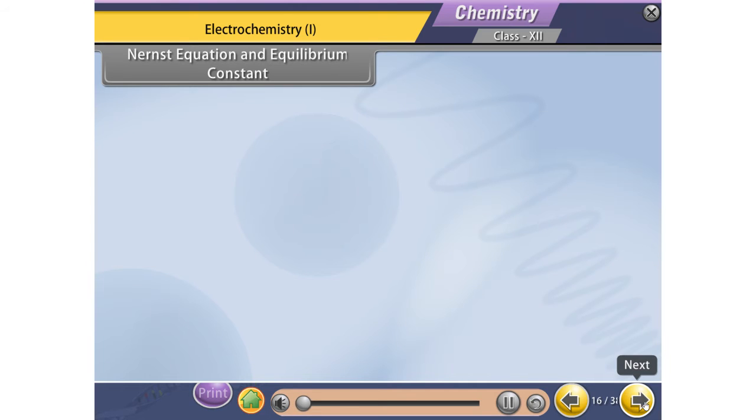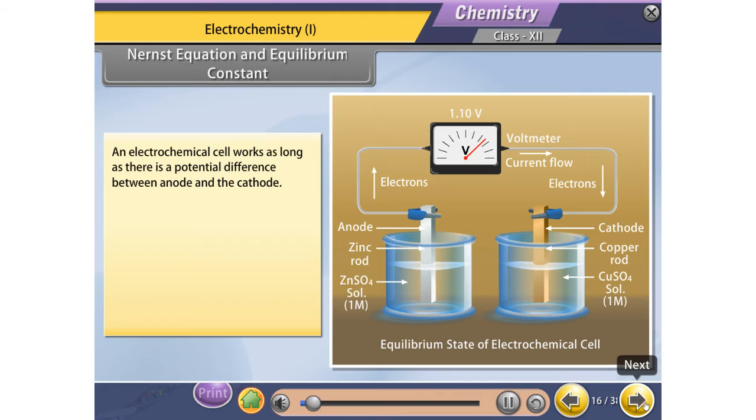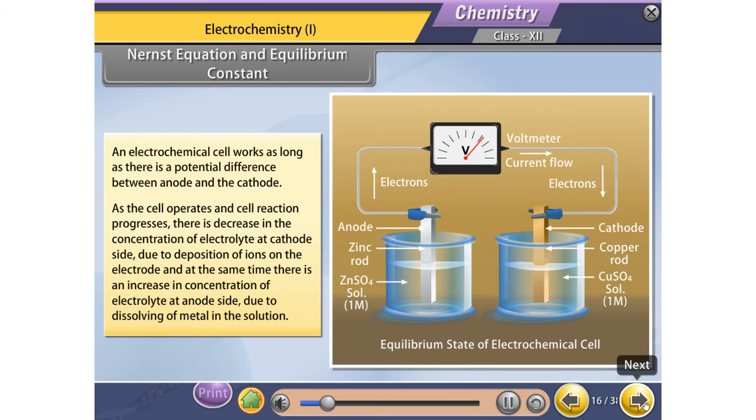Nernst equation and equilibrium constant. An electrochemical cell works as long as there is a potential difference between anode and cathode. As the cell operates and the cell reaction progresses, there is a decrease in the concentration of electrolyte at the cathode side due to deposition of ions on the electrode, and at the same time an increase in concentration of electrolyte at the anode side due to dissolving of metal in the solution.